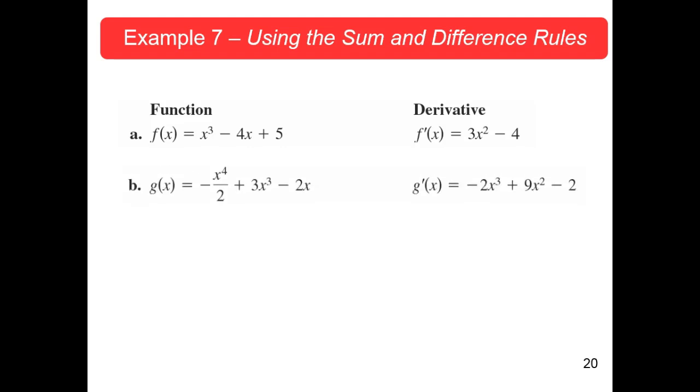Okay. How about this one? What would be your g prime? I'll even show you that part. What would be that? Negative. I heard that. That's good. Negative 2x to the third. Great. Plus 9x squared. Great. Minus 2. Minus 2. Excellent. Way to go. See how simple this is?